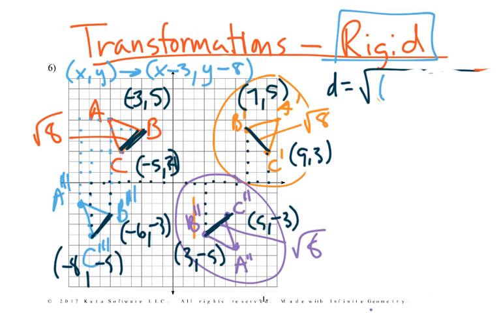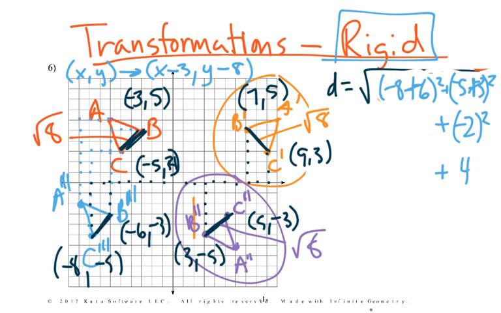Okay, so we'd go negative 8 minus negative 6 squared plus negative 5 minus negative 3 squared. Negative 5 plus 3, negative 2 squared, positive 4. Plus negative 8 plus 6, negative 2 squared, positive 4. We get square root of 8 again. Okay? So what does that mean?